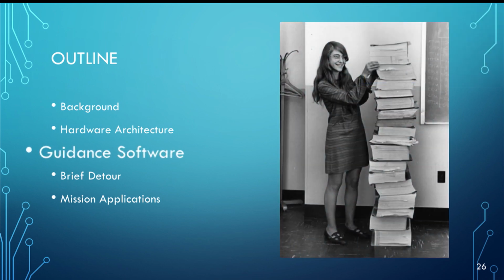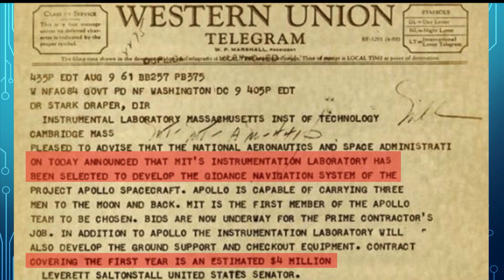I'll talk a little bit about the guidance software. This is Margaret Hamilton, who I'll talk about a bit later, standing next to a stack of software for various of the Apollo missions. This is the original Western Union telegram sent to MIT from NASA, indicating that they had won the award to develop the whole guidance system for Apollo. So MIT wasn't just developing the computer, they were developing that whole collection of devices to provide guidance to the Apollo spacecraft.